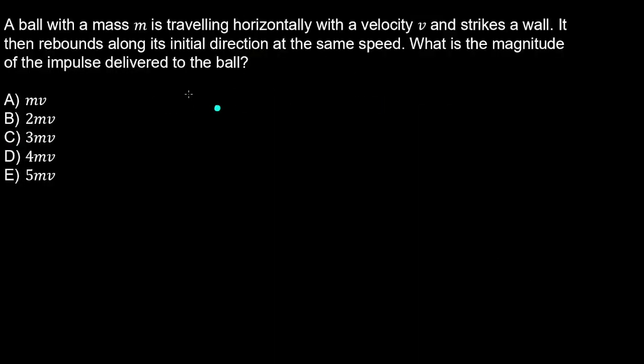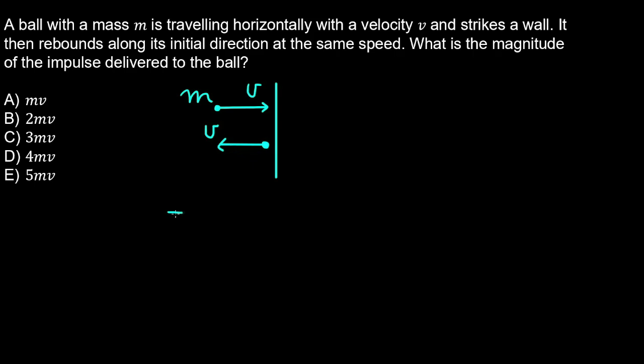A ball with a mass m is travelling horizontally with a velocity v, and it strikes a wall and rebounds along its initial direction at the same speed. What is the magnitude of the impulse delivered to the ball?